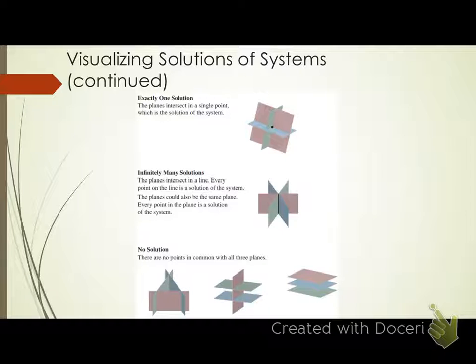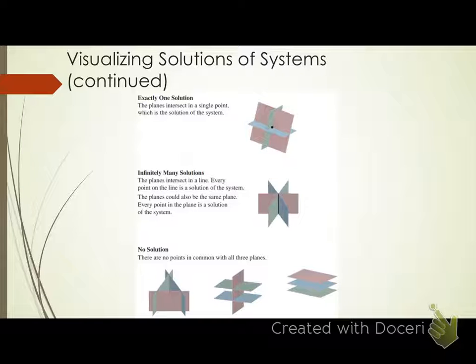If we have infinitely many solutions, the planes intersect in a line. Every point on the line is a solution of the system. The planes could also be the same plane. Every point in the plane is a solution of the system. So here we're looking at that line right there. That would be my line of the solution of those three planes in that case.